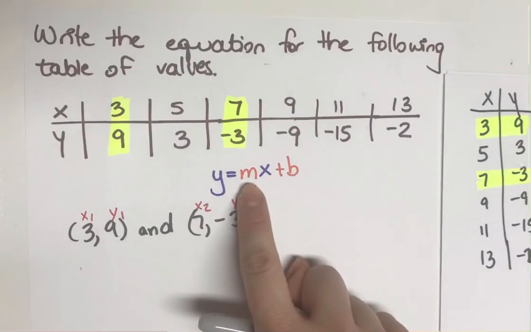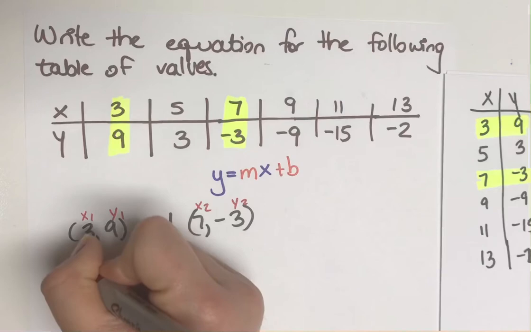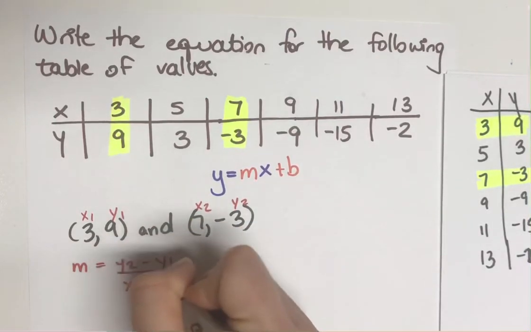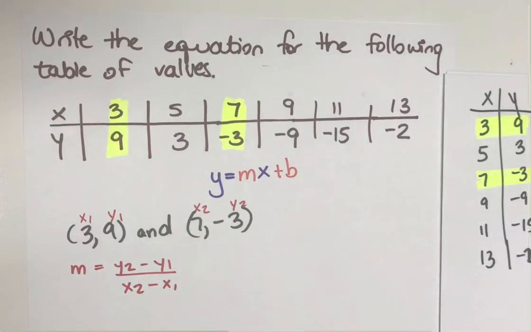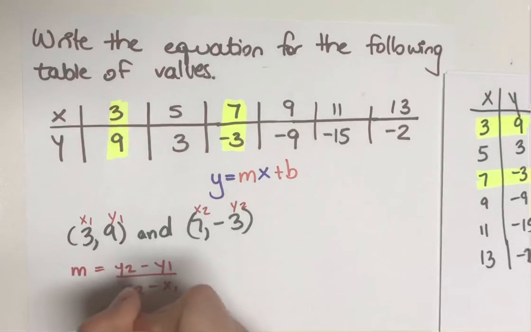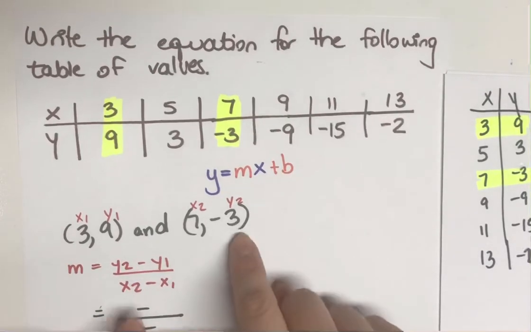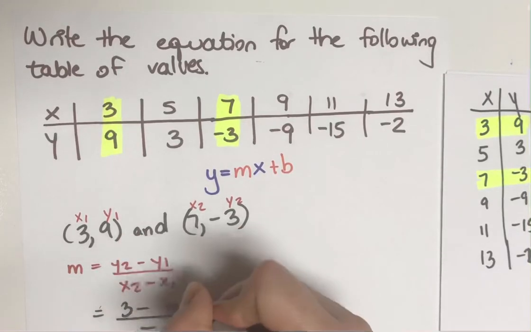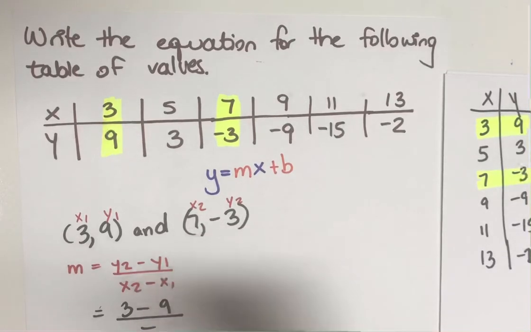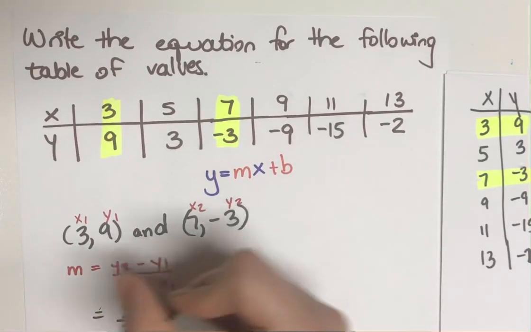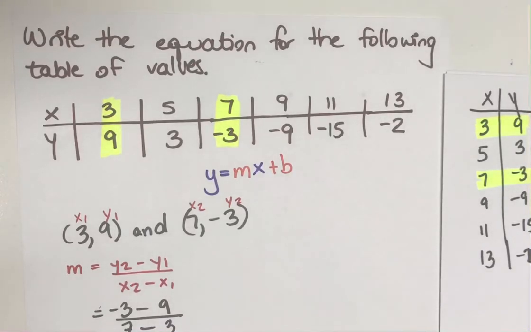So I first need to find the slope, and the formula I'm going to use for slope is y2 minus y1 over x2 minus x1. I'm going to substitute into this formula. So y2 is -3, y1 is 9, x2 is 7, and x1 is 3. I was just about to say I used positive numbers, but there is a negative one there, that's okay.